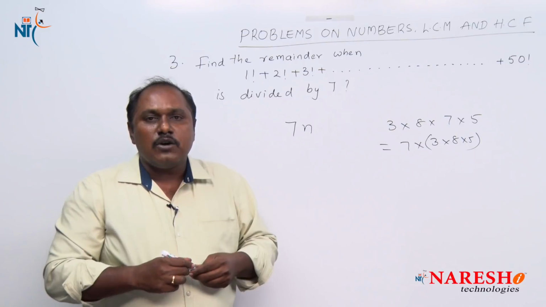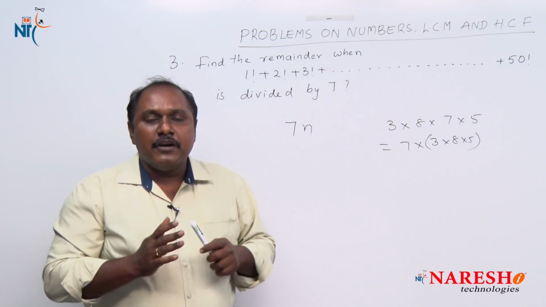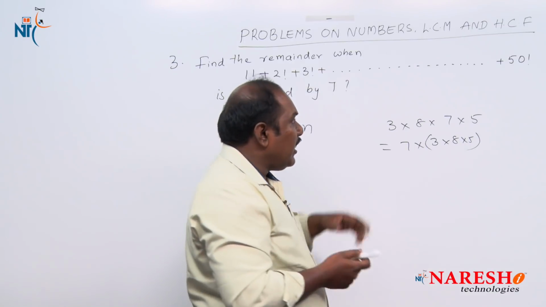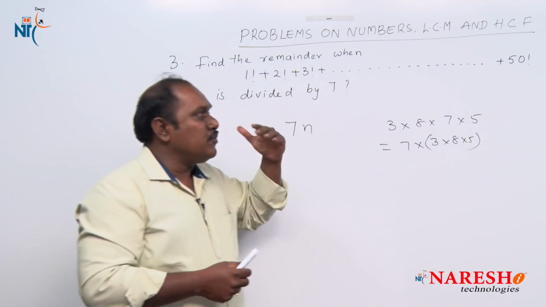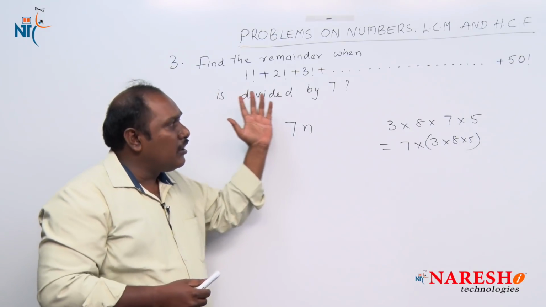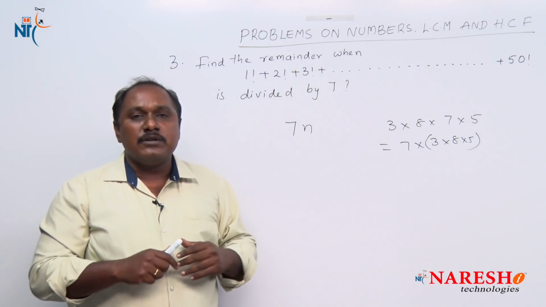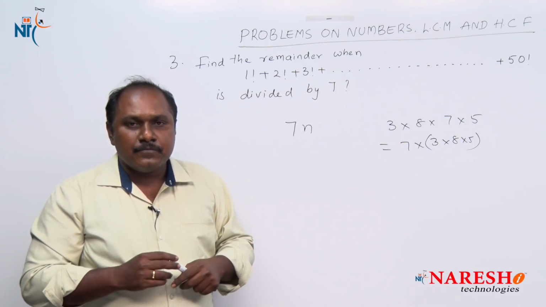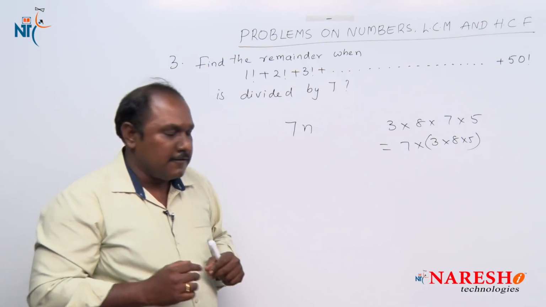So the first point is, our answer should lie from 0 to 6. The second point is, all the multiples of 7, when you divide with 7, remainder will be 0. Now to answer this question, many students think that I need to find out the complete value and then divide with 7 and find out the remainder. Actually we need not do it. For that, let us take a small example.